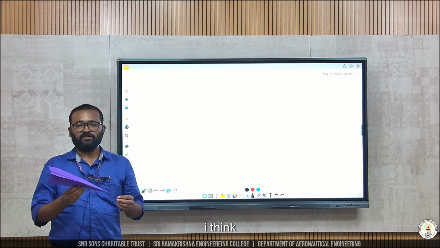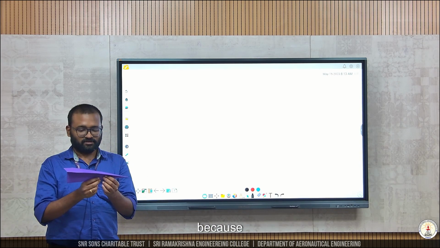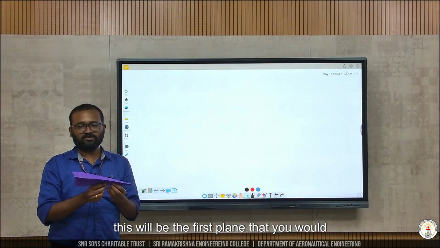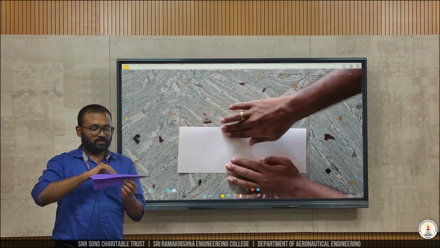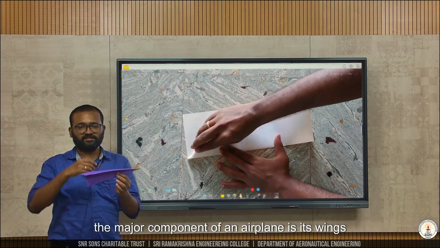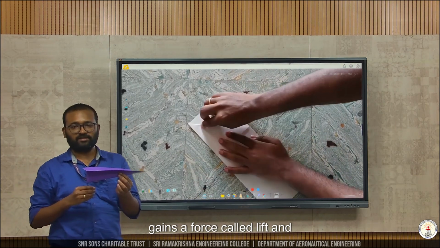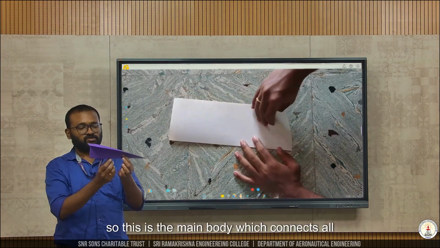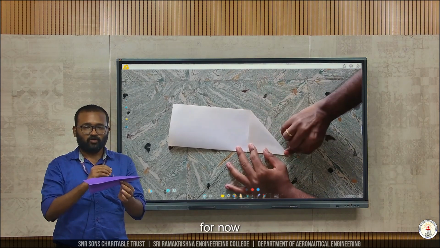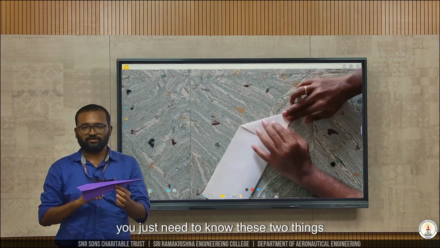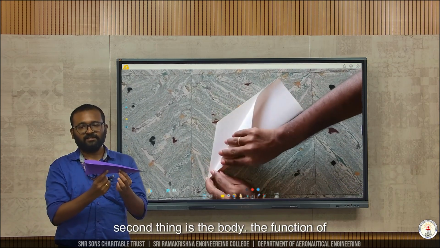So, I think most of you can recognize this because this will be the first plane that you would have made in your school days. The major component of an airplane is its wings, through which it gains a force called lift and it flies higher. This is the main body which connects all the components. For now, you just need to know these two things: the main thing is the wing and the second thing is the body.